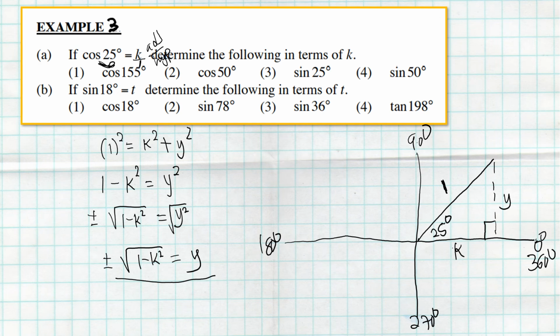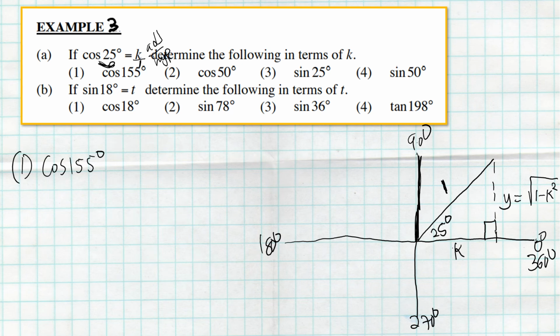So we check our y. Is it on the side where y is positive or negative? This side is positive y, right? So our answer there is the root of 1 minus k squared, which is the positive one. Okay, so we can now go and express the other trig ratios in terms of k.